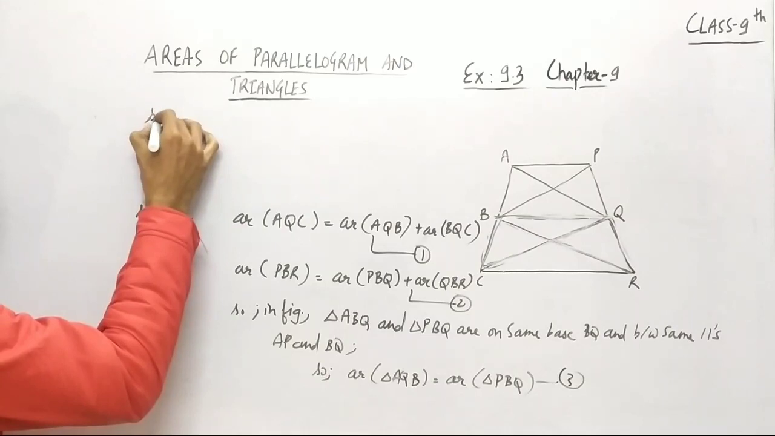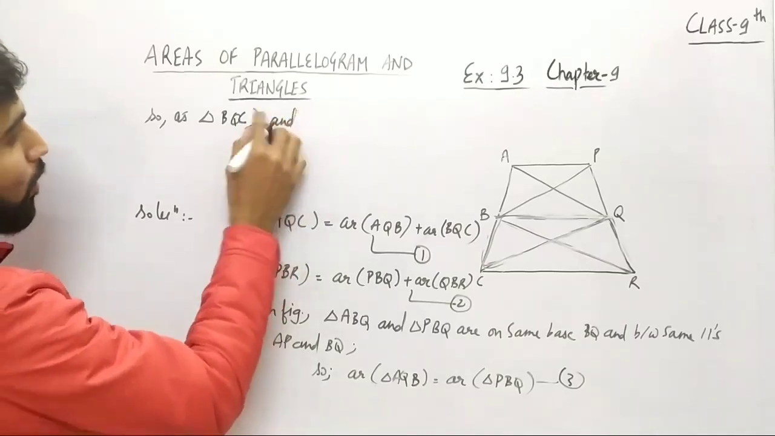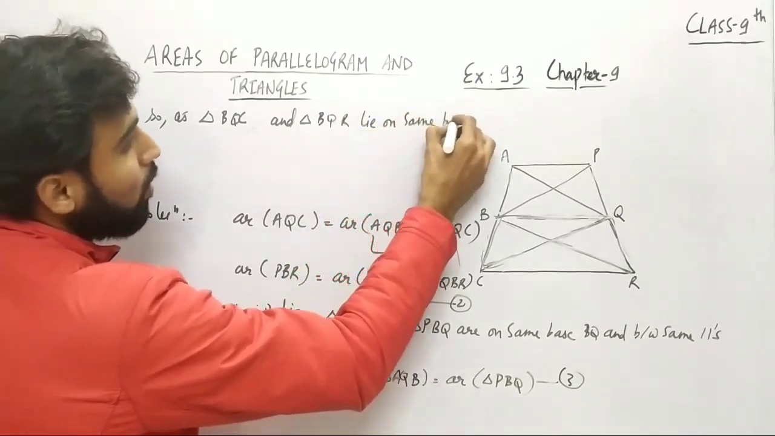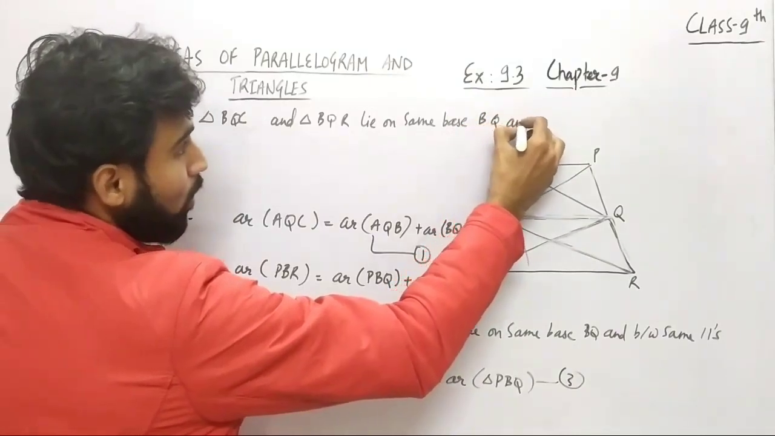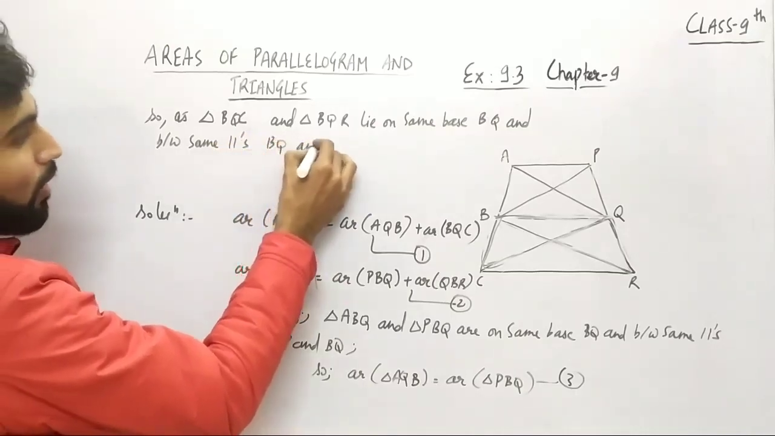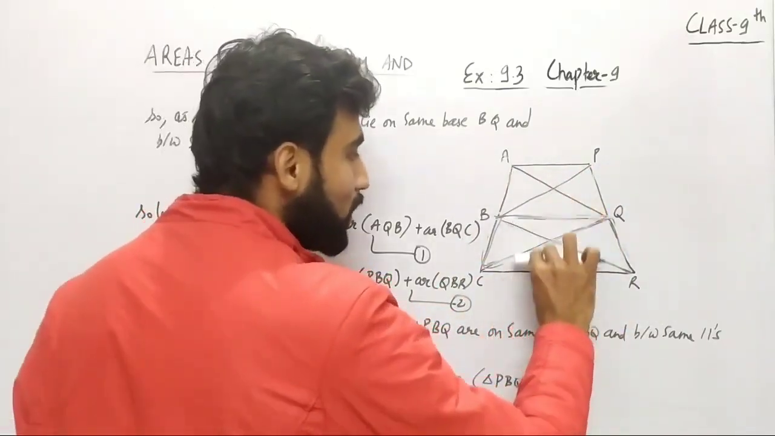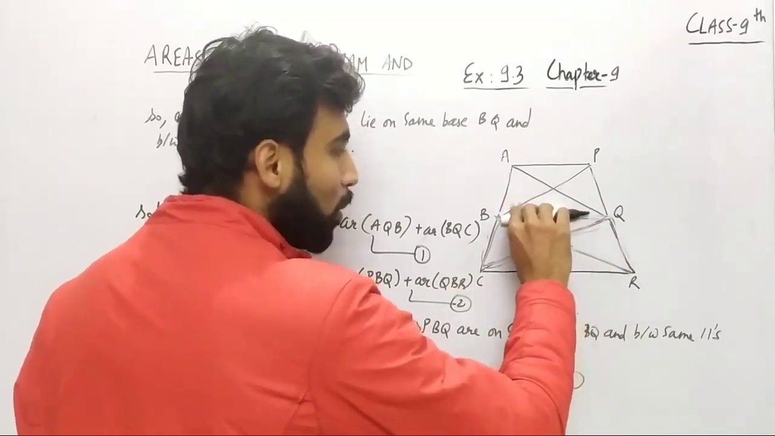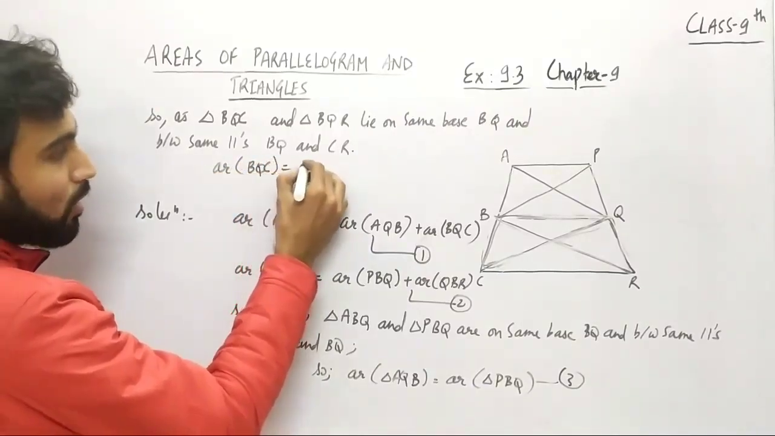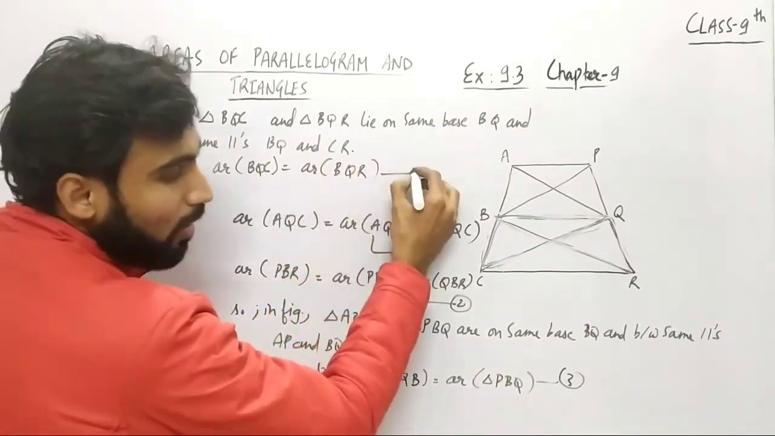So as triangles BQC and BQR lie on the same base, that is BQ, and between the same parallels, that are BQ and CR. It was given all the three line segments are parallel to each other. So you can see BQ is parallel to CR, and these two triangles are formed on the same base BQ. That means the areas of both are equal. So that means area of BQC is equal to area of BQR, right? Let me just give it equation number 4.